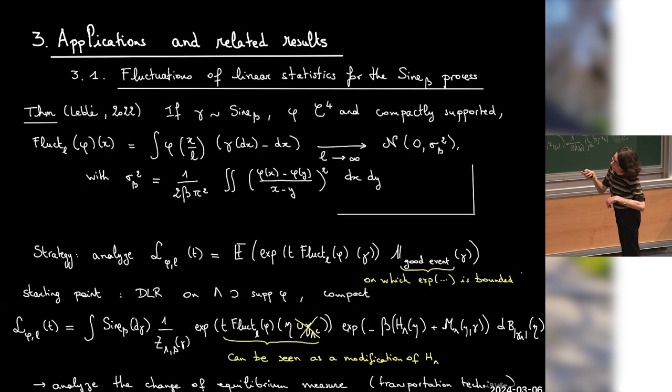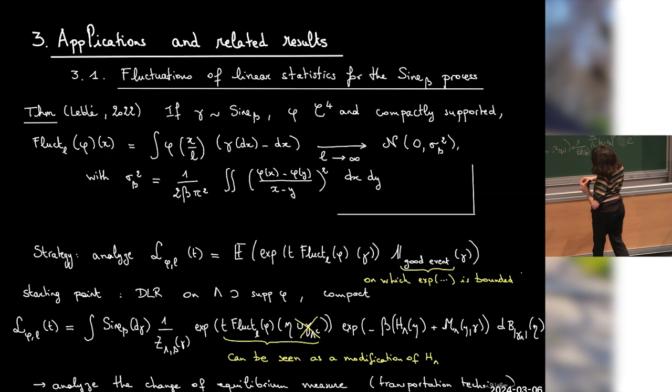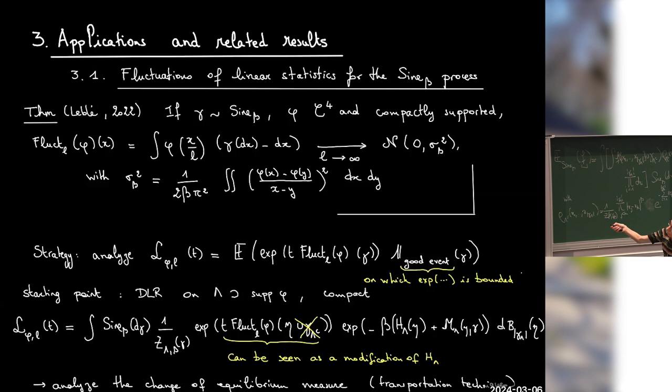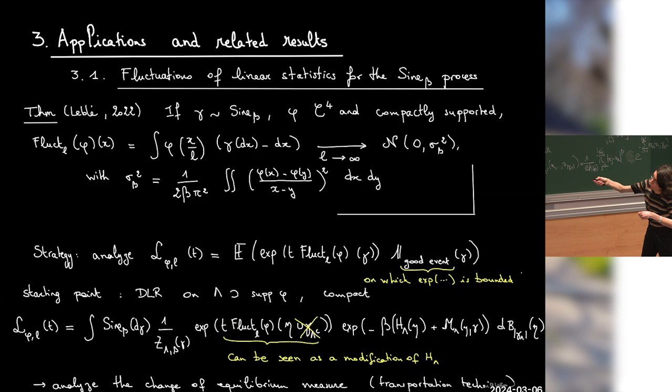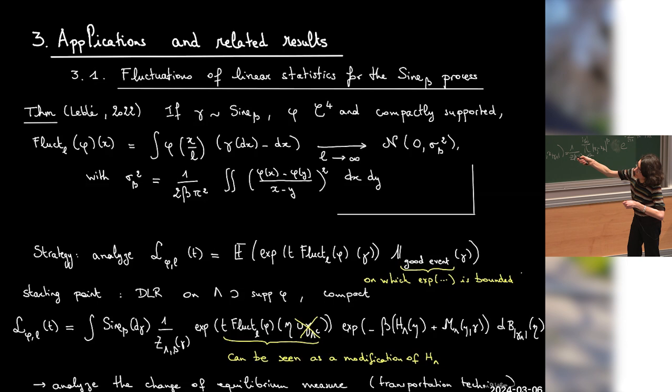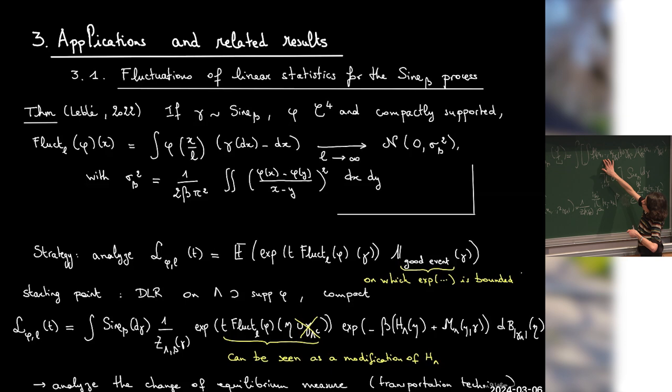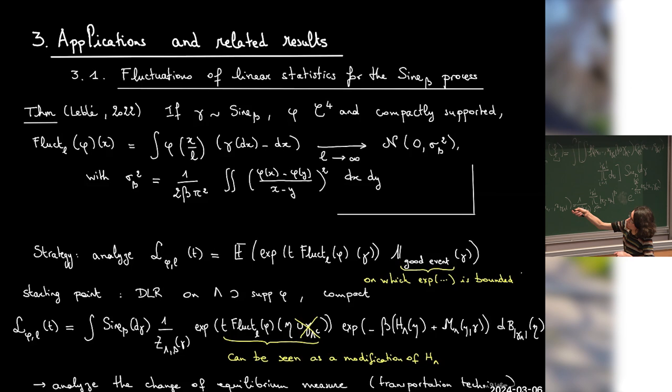So studying this Laplace transform, the starting point is to apply the DLR equation. This is exactly our DLR equation with F here, which is the exponential of t times the fluctuation. So I apply it and I have exactly what the DLR equation says. Here my function is applied to the configuration inside union the outside. Here the conditional density is written in this form.